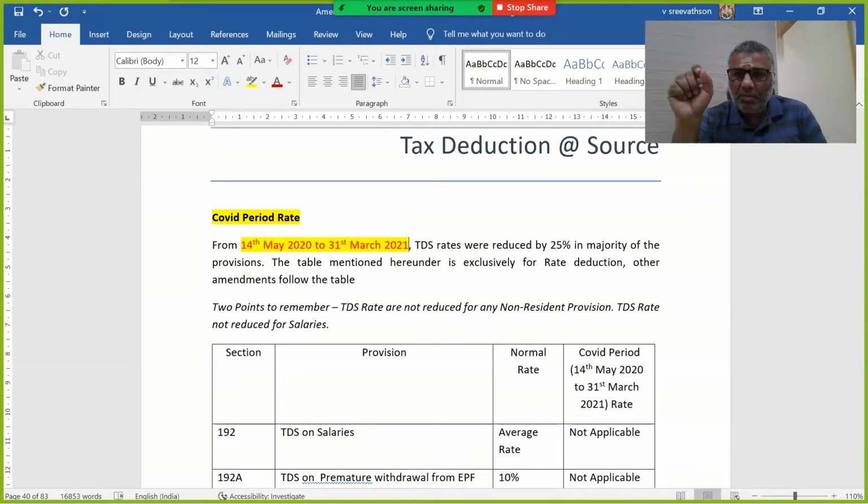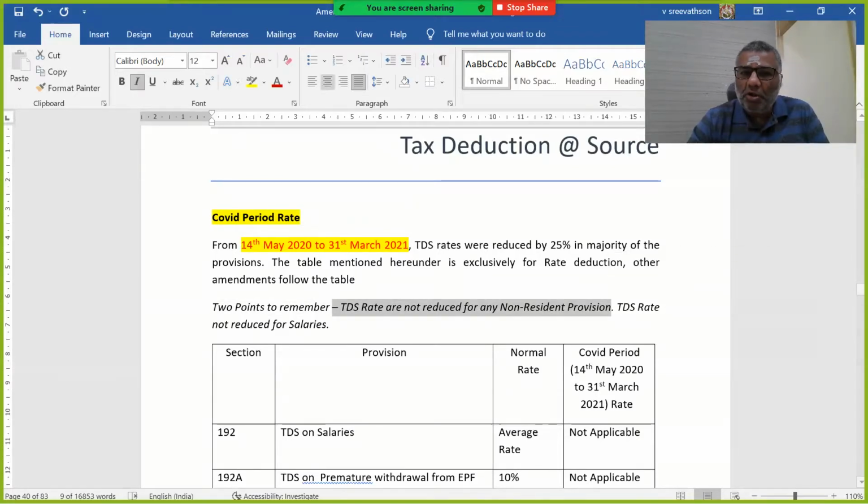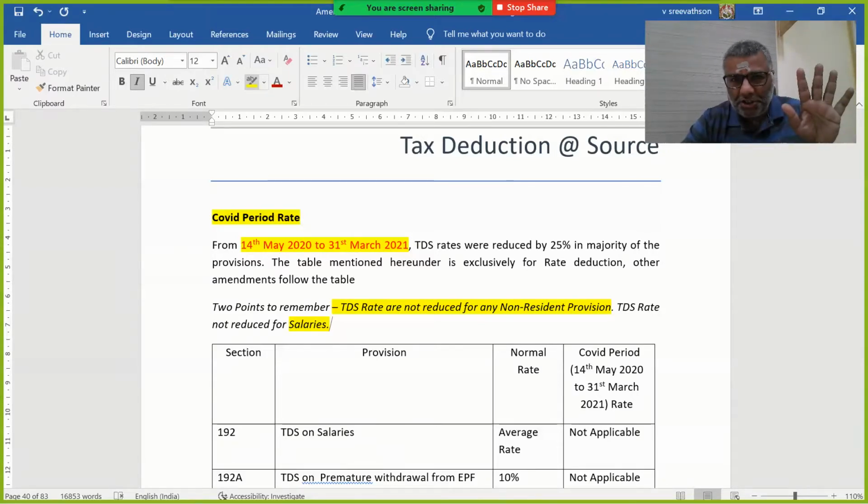But such a reduction is not applicable for non-residents. Non-residents continue to have the same rate. The reduction is also not for salaries. So a major set of people, salaries, will not have this reduction. Similarly, non-resident payments, absolutely no change. Winnings will not change; they have not reduced the rate for winnings.